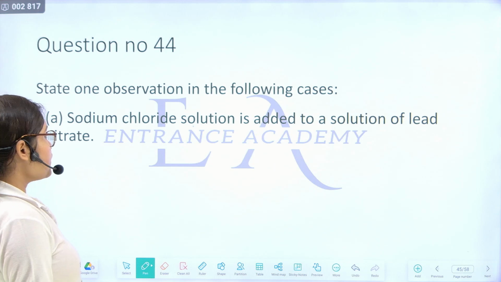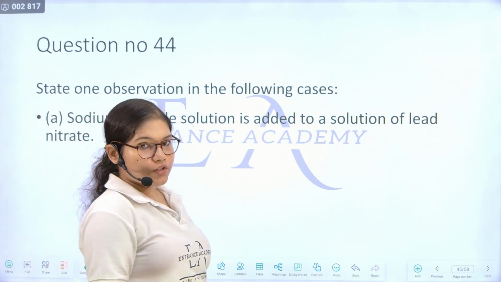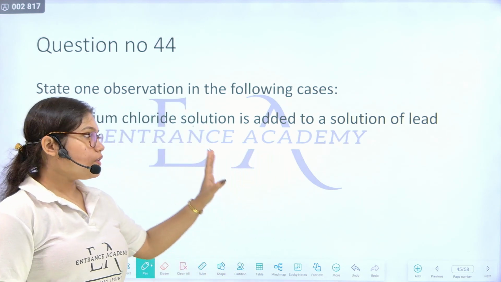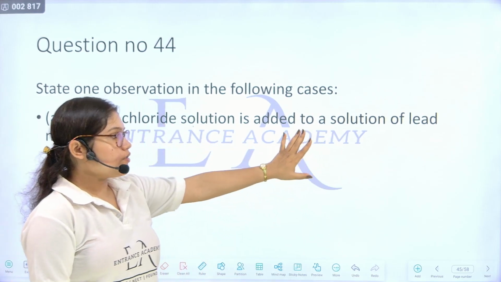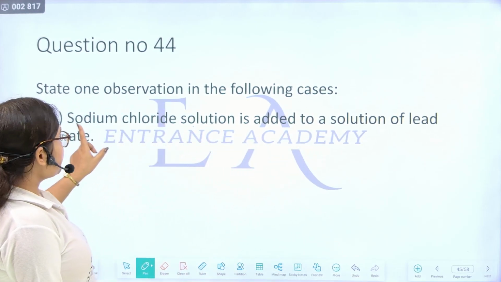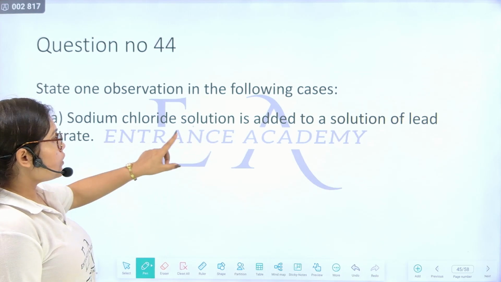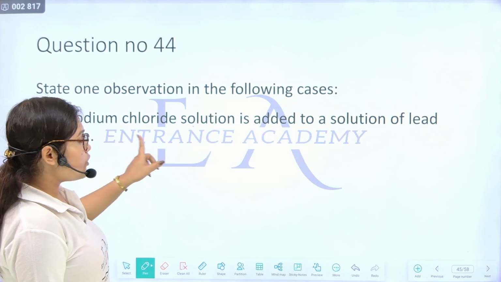State one observation in the following cases. In this kind of question where state one observation is given, you have to state the observation and write down the equation for this reaction. Sodium chloride solution is added to a solution of lead nitrate.